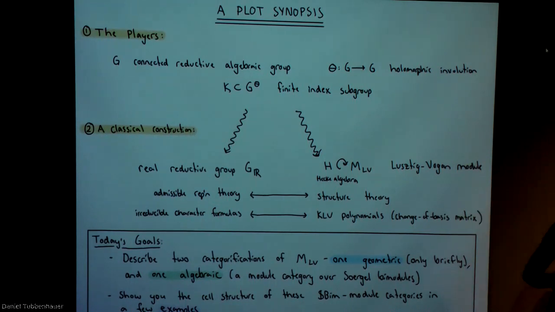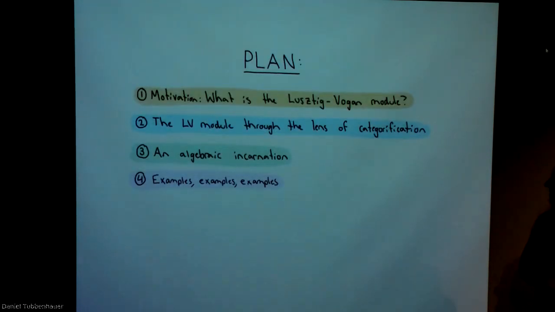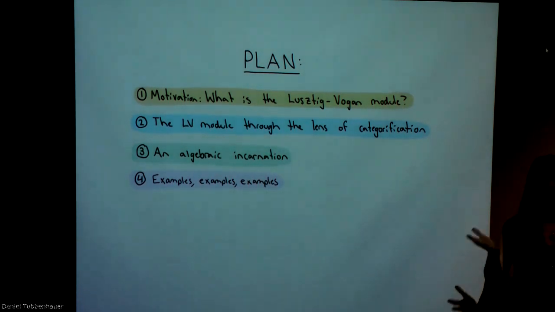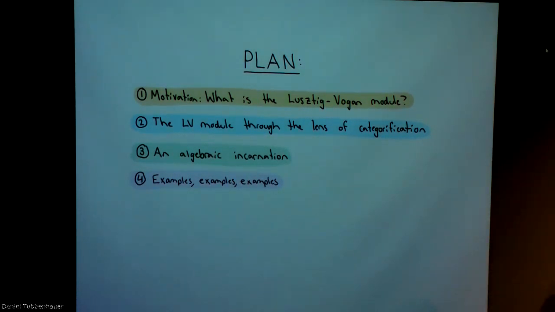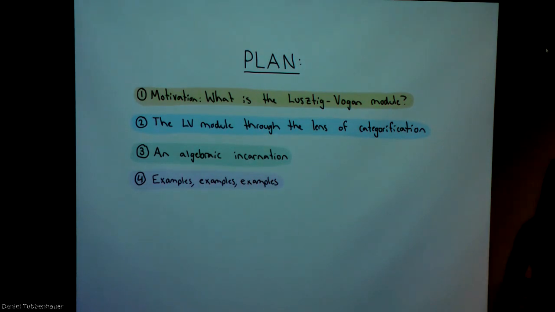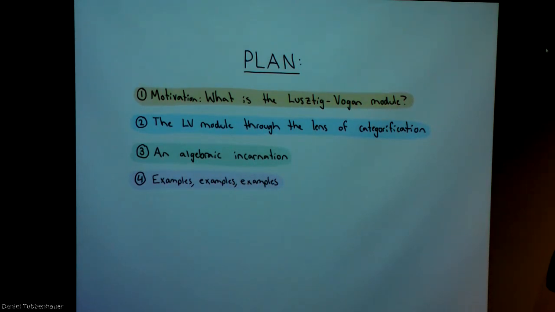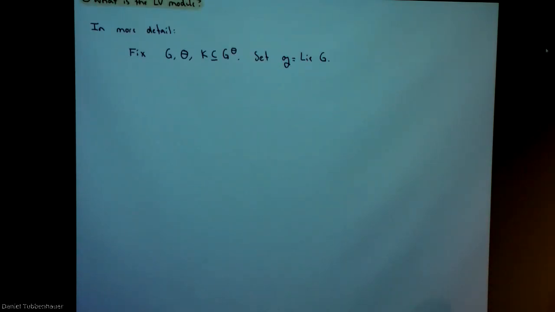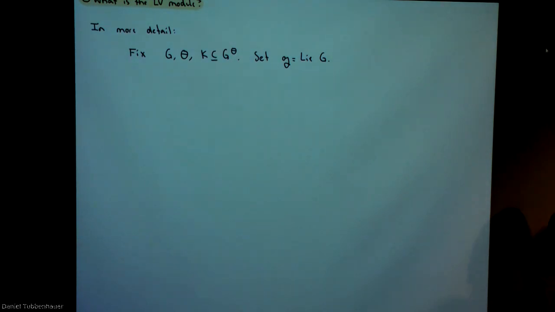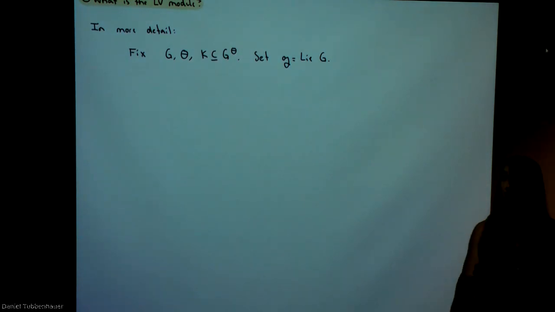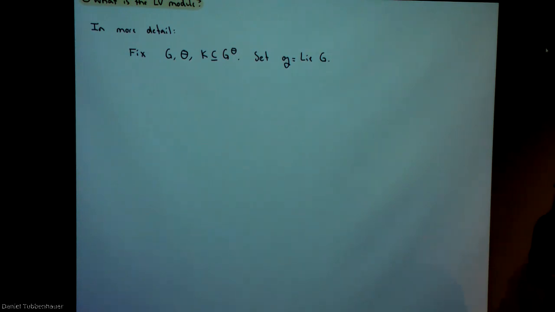So this is where we're going, but as always, we should start at the beginning. So here's the plan of what we'll cover. I'll start by spending a fair bit of time telling you what the Lusztig-Vogan module is, because maybe you haven't thought about real group representation theory too much. And then I'll briefly describe its geometric version, the first of our categorifications. And then I'll spend more time talking about the algebraic version, and finally I'll end with some examples. So we'll start here. Also, you should interrupt me at any time with questions. Like I said, I might answer them very slowly, but I'm happy to have them.